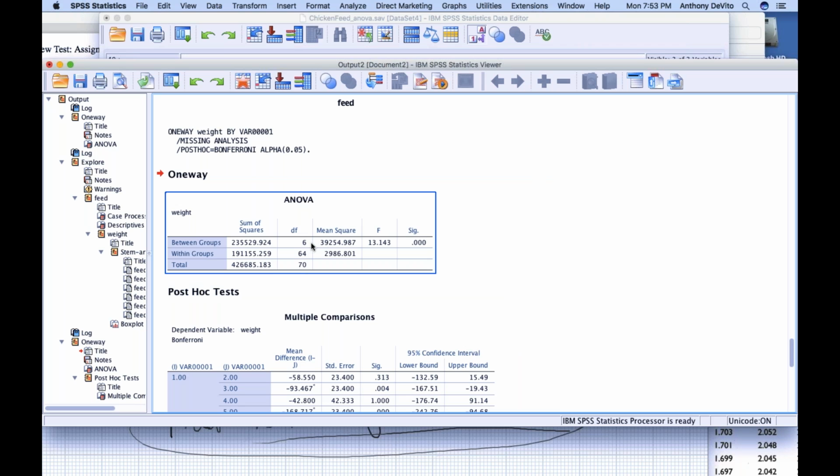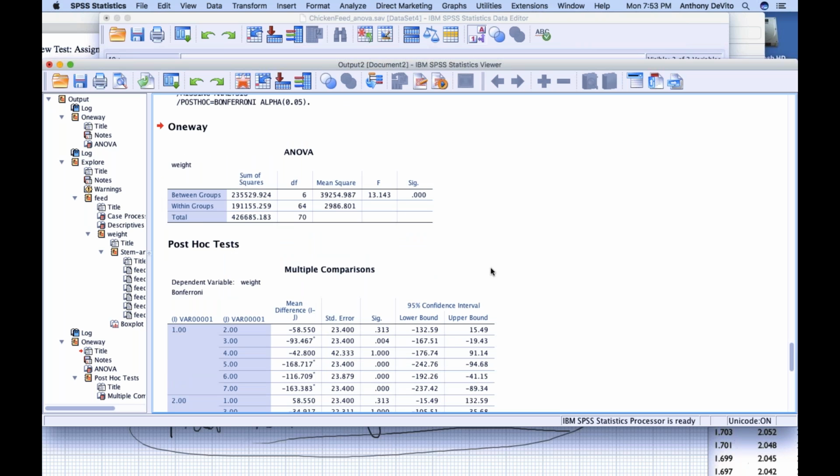And could you reject your null hypothesis? Well, yes, you can, because of the size of your F value and how small your significance is, your P value. Probability of being wrong if you reject the null hypothesis.